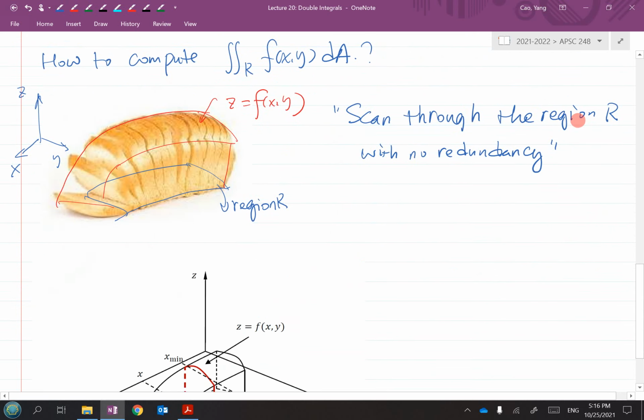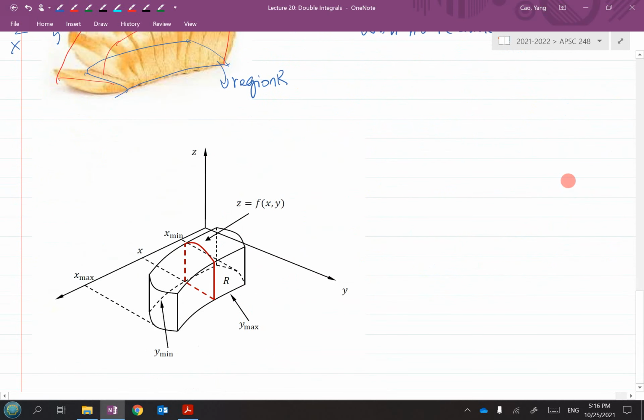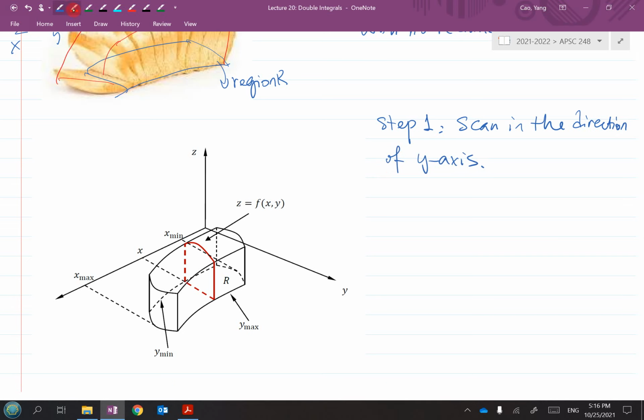So let's use this drawing as an example, a little drawing from the lecture notes. Now step one. Just remember this is the region R over here. Step one, you scan in the direction of the y-axis, the order can be reversed as we're going to see. Scanning the y-axis basically means like this. So this is what we're doing here. This is the y-axis.